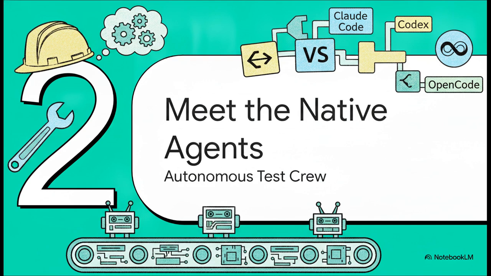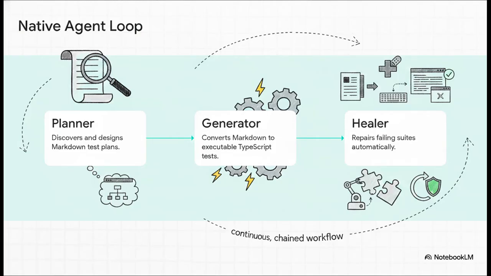Playwright actually includes built-in native test agents right out of the box. You just initialize them in your repository using a single Playwright CLI command and then configure them for your preferred AI editor environment, whether that happens to be Claude Code, Codex, or OpenCode. And the way these agents work together is seamless. It's a continuous chained workflow. It's basically a three-step process.